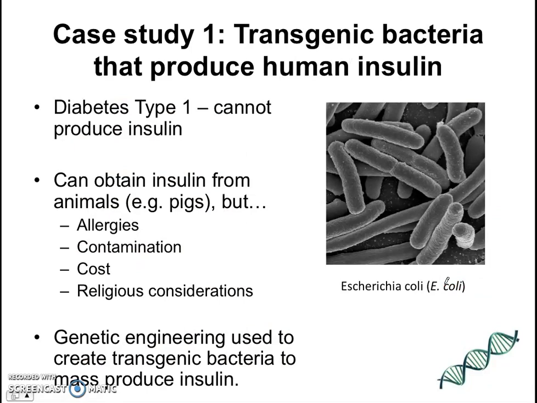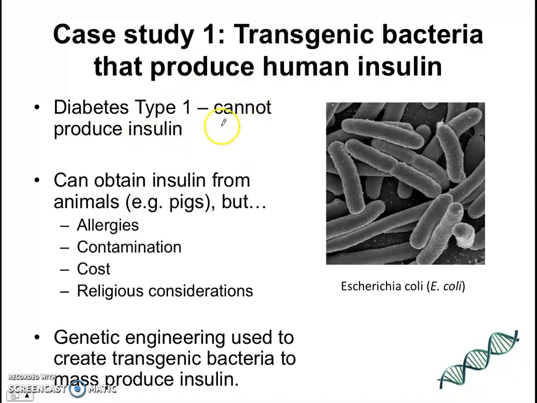Now the main case study that you need to be familiar with is the use of genetic engineering to make transgenic bacteria that produce human insulin. Now we've learned about insulin before. We know that it is important in helping to regulate blood glucose concentration.